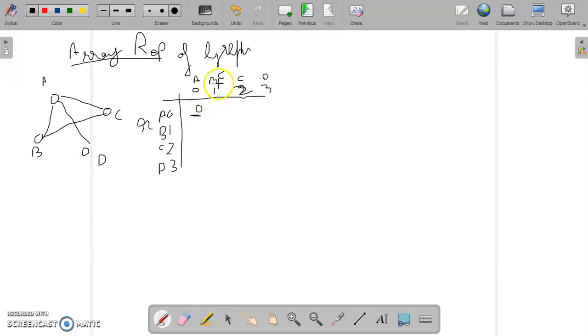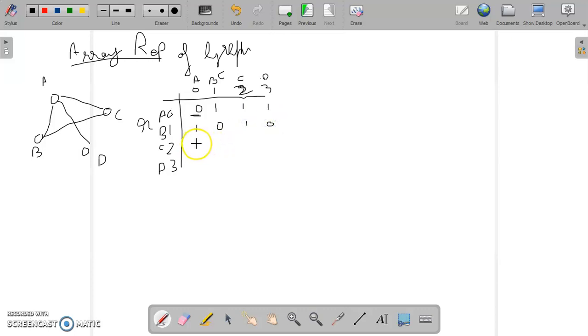Now, whether there is an edge between A and B, yes. So yes is represented by 1 and no is represented by 0. Then between A and C, yes. A and D, yes. Then from B to A, do we have an edge? Yes, since this is an undirected graph, there is an edge from A to B and the same from B to A. Then B to B we don't have, B to C we have an edge, B to D we don't have an edge.